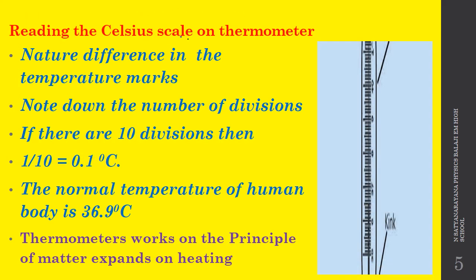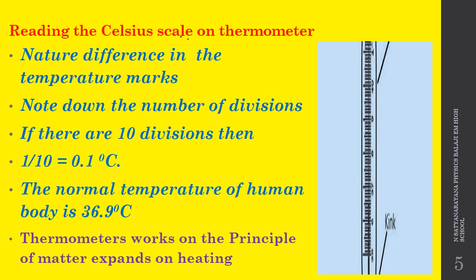So like that, if there are 10 divisions, suppose when you are taking a laboratory thermometer where you can measure even 0.1 degree also, then you have to see the difference in the temperature marks. Okay, 0 to 10, 10 to 20, like that, the difference in the temperature marks. And note down the number of divisions, count the number of divisions there, 0 to 10, there are 10 divisions. That means each division is equal to 1 by 10th part, that means 0.1 degree centigrade.